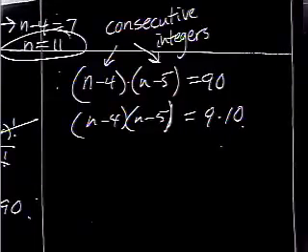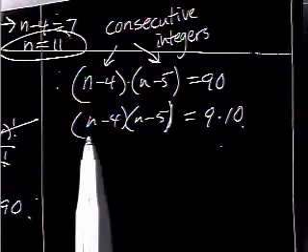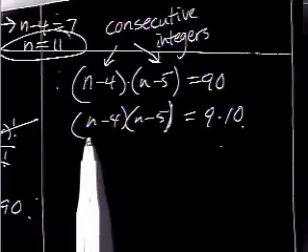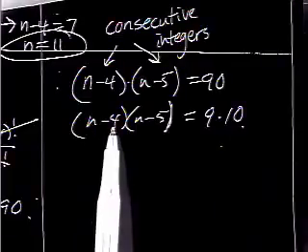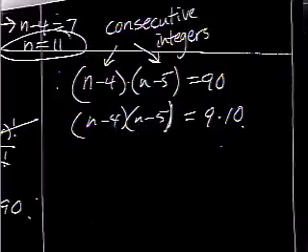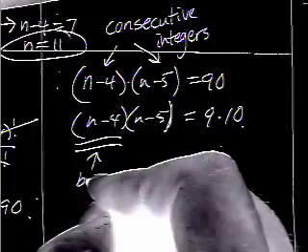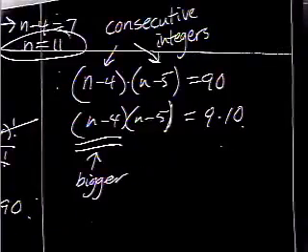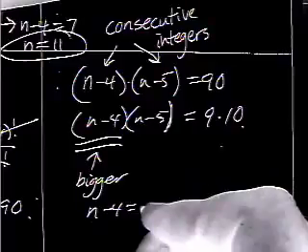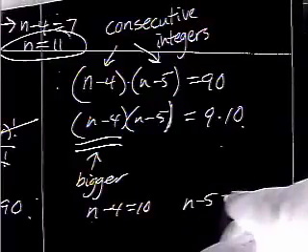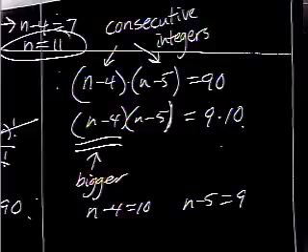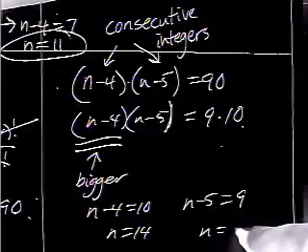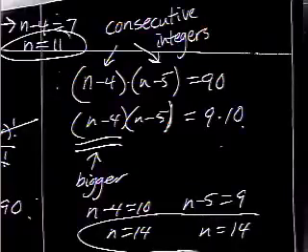Okay, so let's see here. Which one of these is bigger? Is it n minus 4 or n minus 5? Well, think about that. Let's suppose n was 17. I'm not saying it's 17, I'm just guessing. If n is 17, 17 minus 4 is 13. 17 minus 5 is 12. So obviously, this one is the bigger of the two. So n minus 4 has to equal 10, and n minus 5 has to equal 9. If you solve both of these, you find the correct answer.